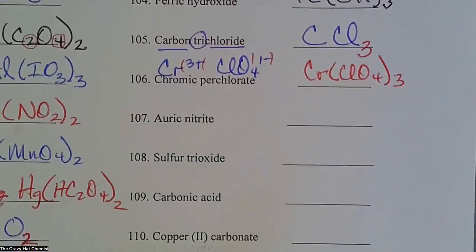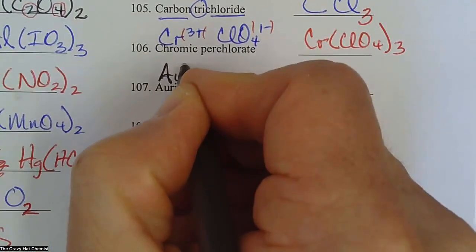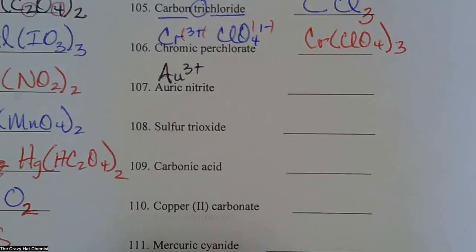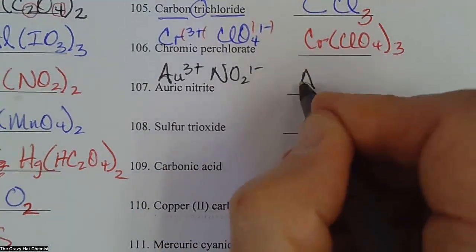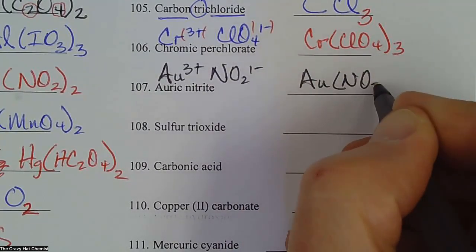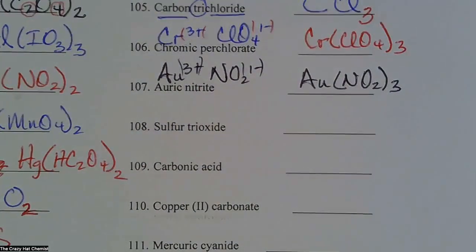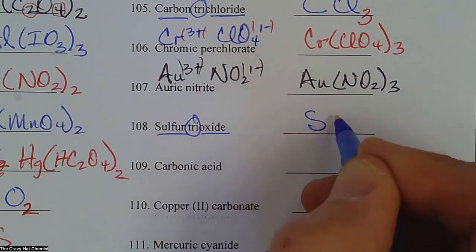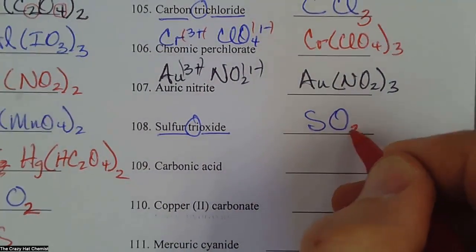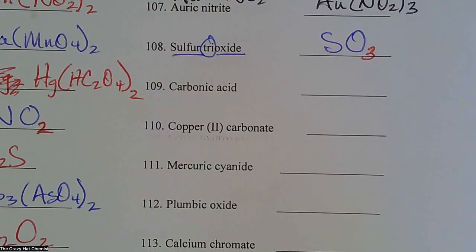Next one, rolling this down so that we got some more space here, is auric, and that's Au3 plus nitrite. That's NO2 minus 1, so that's Au(NO2)3. I am taking the absolute value of those two numbers, flip, bringing it down. Sulfur trioxide, sulfur oxide, tri, that's a binary covalent compound. All right, scrolling this on up here.